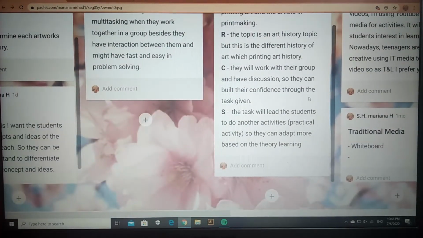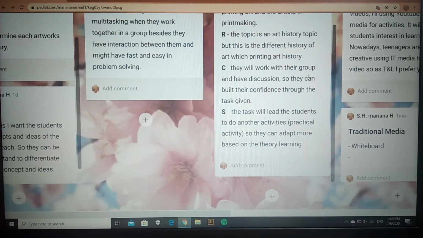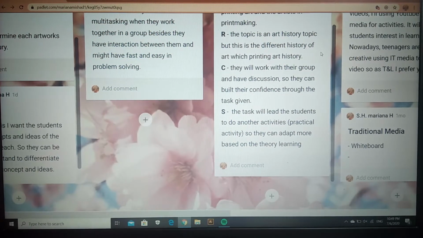For the R, the topic is an art history topic, but it is a different history of art, which is printmaking art history. This is the specific history for printmaking. For the C, they will work in their group and have discussion, so they can build their confidence through the task given. They have a cooperative system in the way they discuss with each other. The task will lead the students to other activities, more practical activities, so they can adapt more based on the theory learning.